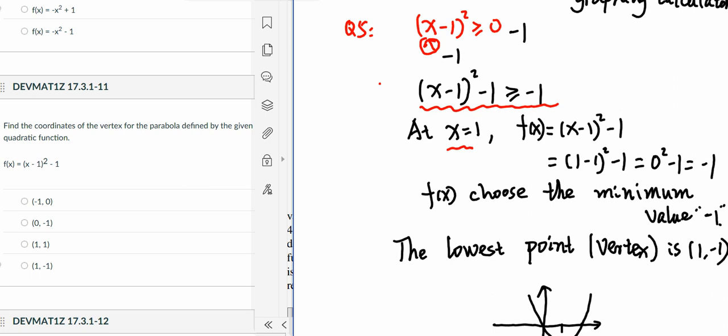This is the range of y values. Okay. So y is always greater than or equal to negative 1. It cannot be less than negative 1. Y is in which direction? Y is in the vertical direction. So negative 1 is the lowest point.